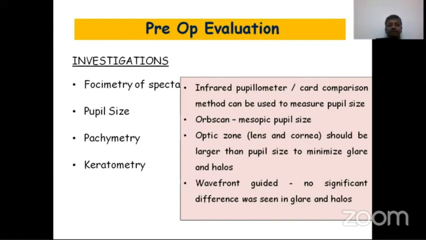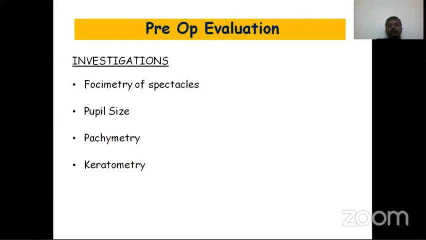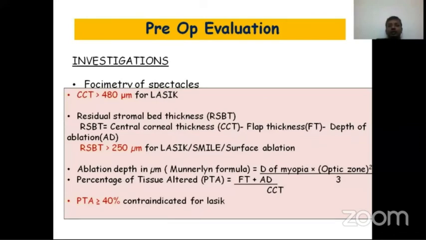People who have an ideal size of about 4.5 mesopic are considered to be the best responders. Those having more than 5 millimeters usually complain of glare and halos in the post-operative period. And keratometry: nowadays, even though ultrasound pachymetry is still the gold standard, we do consider the Pentacam in pre-op evaluation. Another thing we have to see in the Pentacam is the central corneal thickness. For any corneal-based procedure, ideally the corneal thickness should be more than 480 microns. And there are a few checks here like residual stromal bed thickness and percentage of tissue alteration. These are the two main important factors which decide whether we consider surface ablative or lenticular-based procedures, or whether a patient is fit for refractive surgery or not.